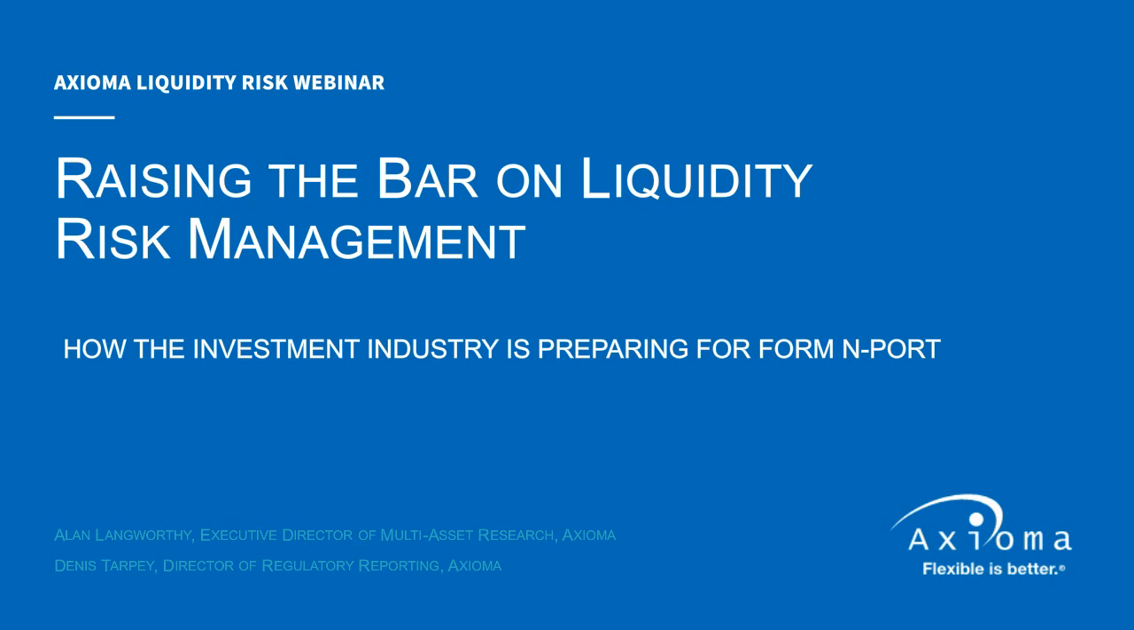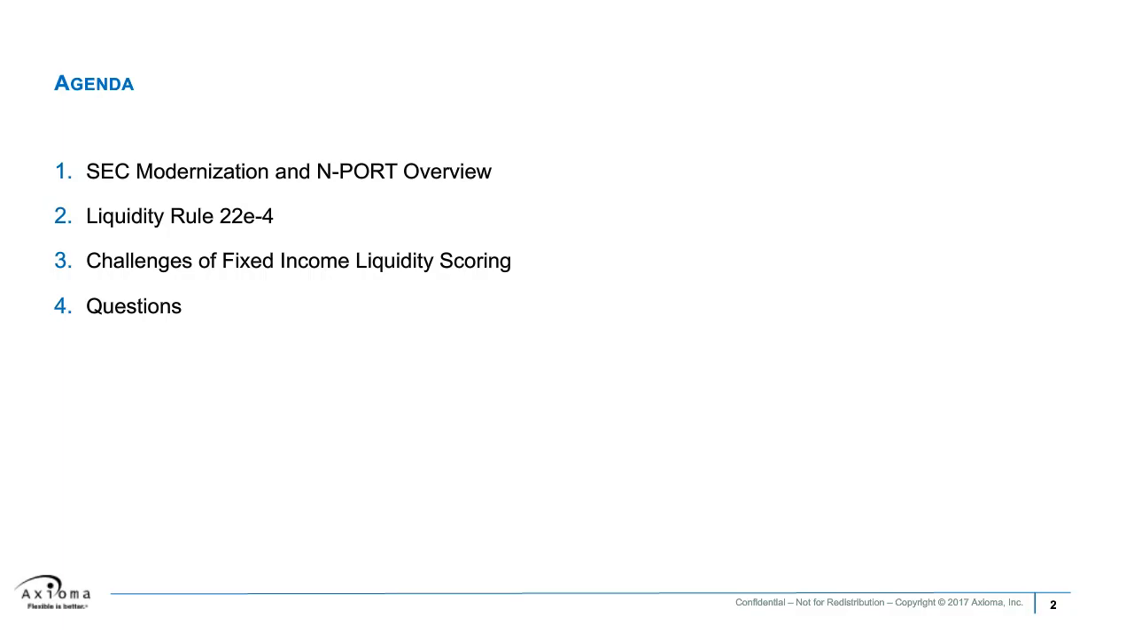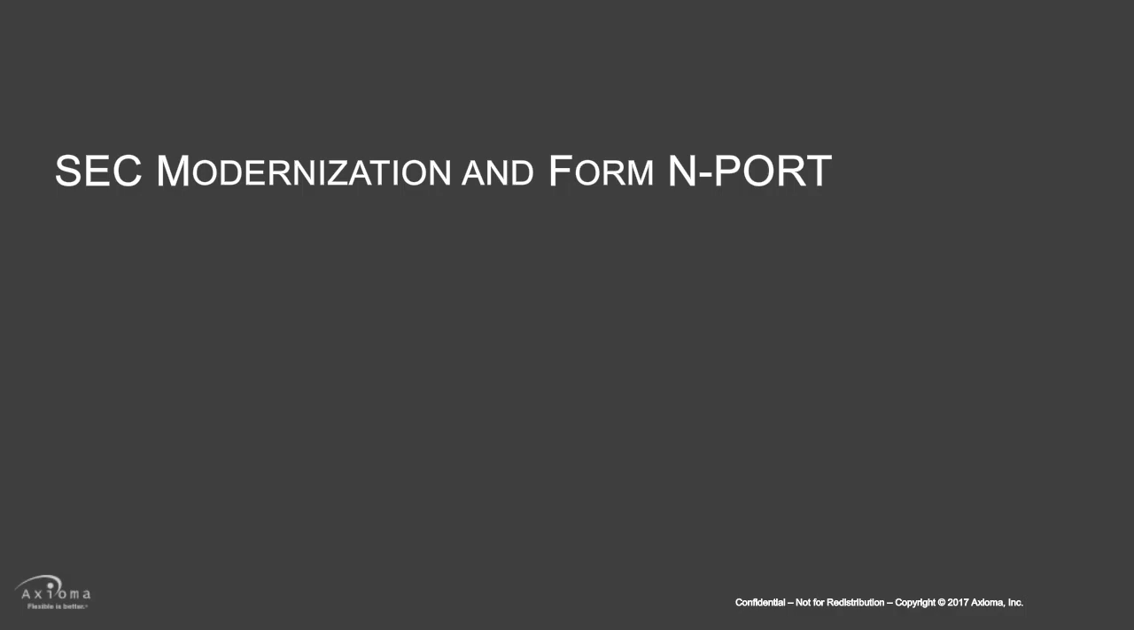Our agenda is as follows. We'll first look at the SEC modernization and N-Port overview, followed by Liquidity Rule 22e-4, and then challenges of fixed income liquidity scoring, and we'll finish up with some questions and answers. First, the SEC modernization and Form N-Port.